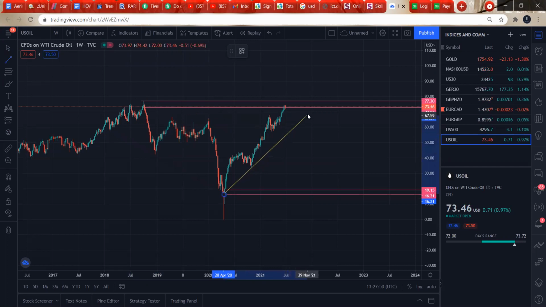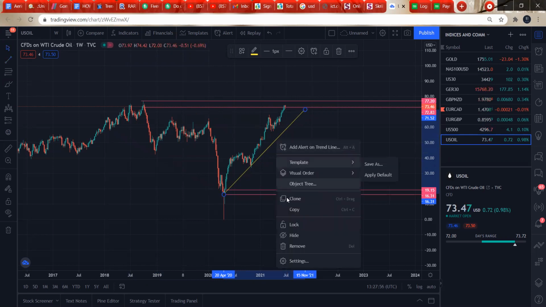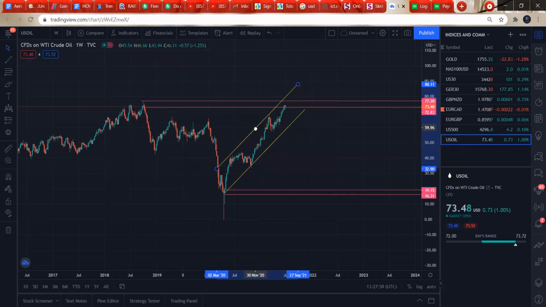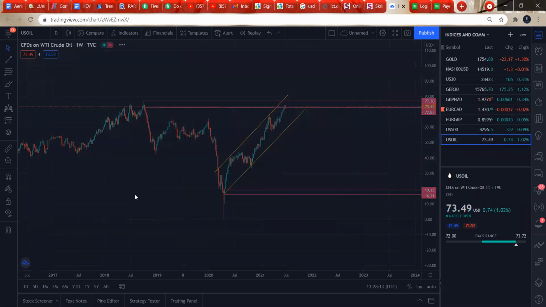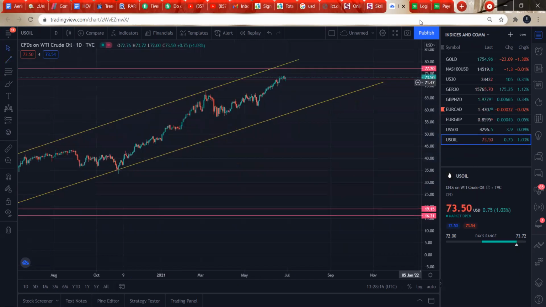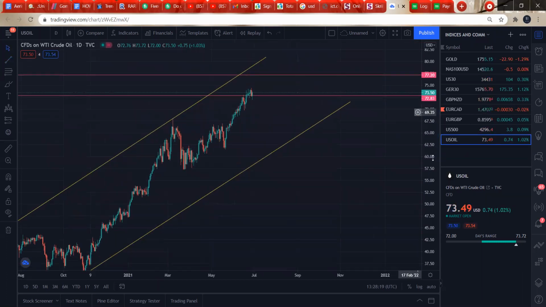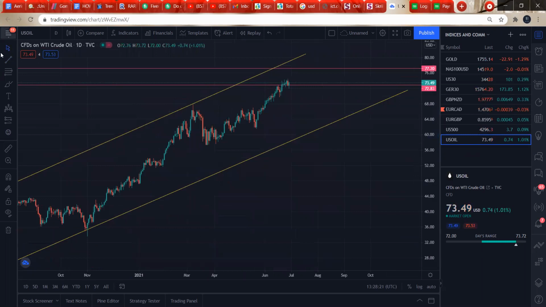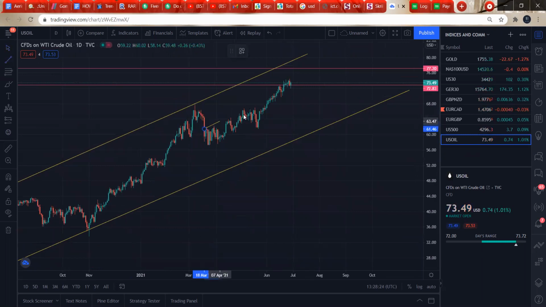Now let me just put this, clone. Yeah, now we have 1, 2. We're expecting the third touch, and the third touch is on the weekly order block there. Expecting the third touch. So now, going here, we just have to find structures within structures.